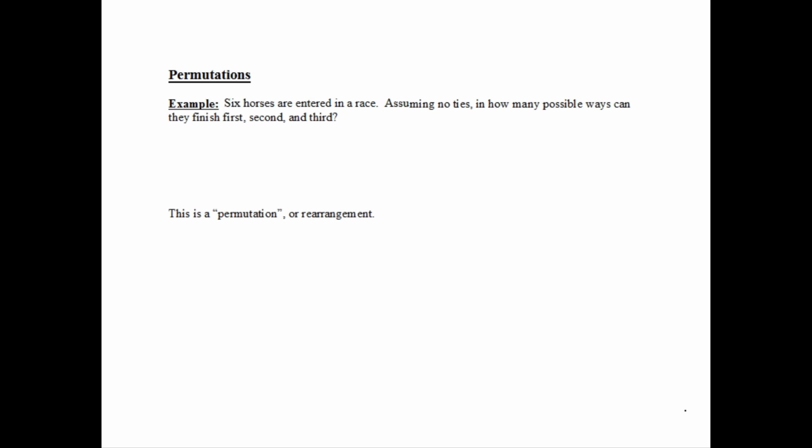Let's suppose that we have 6 horses that are entered in a race. Assuming no ties, how many possible ways can they finish first, second, and third? So what we're going to do is set up 3 slots: first, second, third.